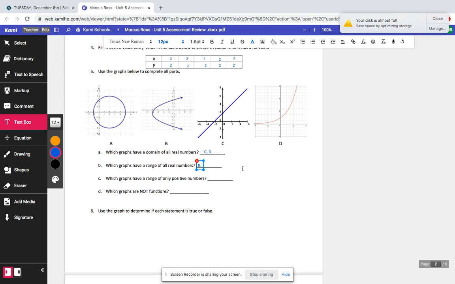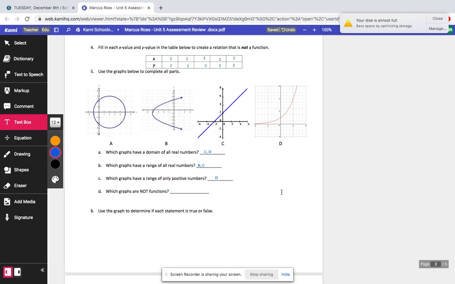Our range is our y, so we're also looking at C, and you can see that C is going down and up forever and ever and ever. So C would also be an answer. But D would not be an answer because it never passes 0. And so D will not be an answer for this question. C, which graphs have a range of all positive numbers? Well, A is obviously not it because it dips underneath 0. B is not it because it dips underneath that 0. C is not it because it dips underneath that 0. But D does not dip underneath 0 for our y-axis, for our range. So D would be our answer for that.